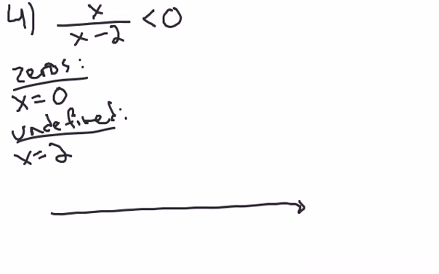So I'm going to set up my sign chart here. Now, since the rules of multiplicity don't necessarily apply to rational functions, I need to do a test point for each region. So I'm going to have 3 test points here, here, and here. So let's go ahead and do a point such as -1, which is to the left of 0.